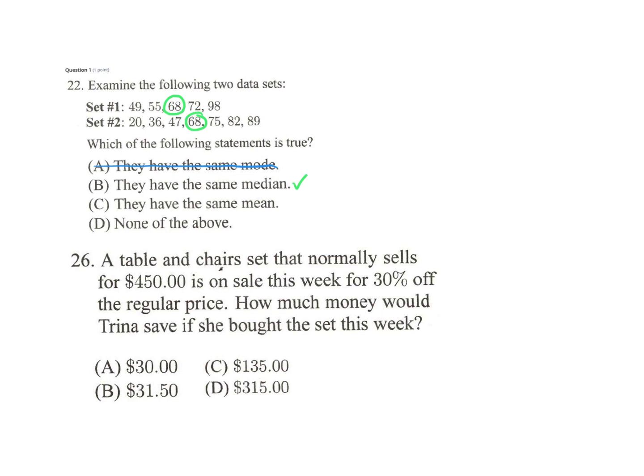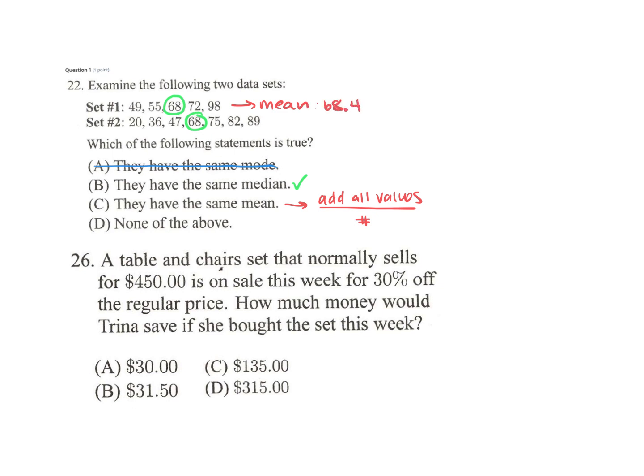Now, the mean is the average. To find the mean, I'm going to add up all the values and then divide by how many values there are. So in the first one, I'm going to add up all of those numbers and then divide by 5. So I'm going to take 49 plus 55 plus 68 plus 72 plus 98 and then divide by 5. From my calculator, I get a mean of 68.4.